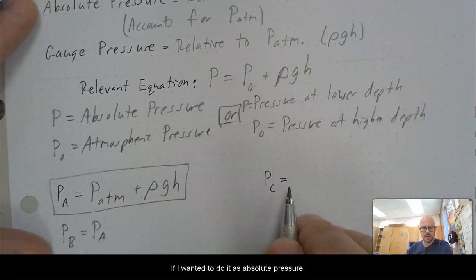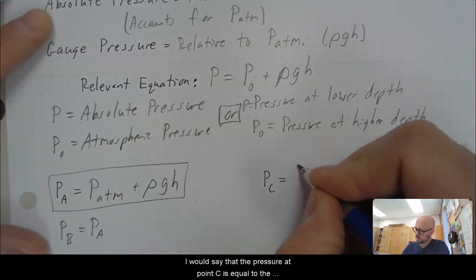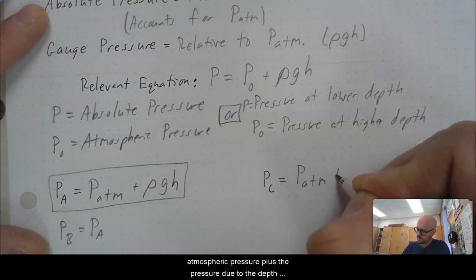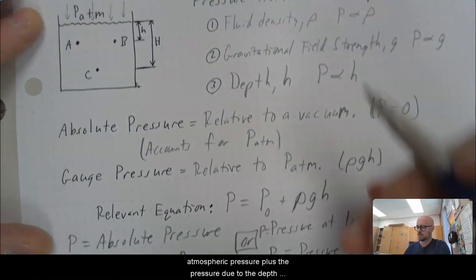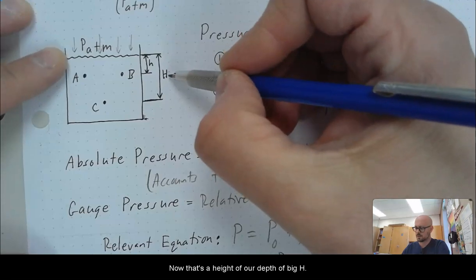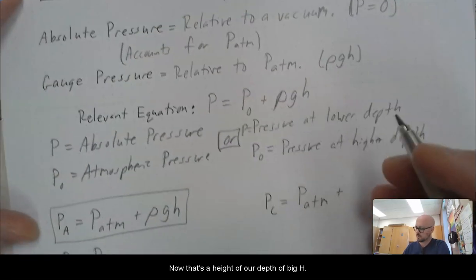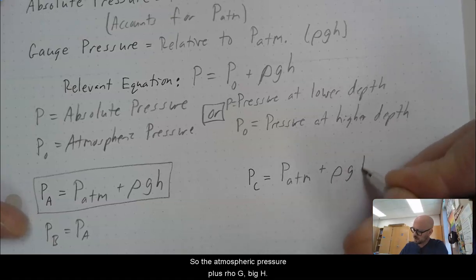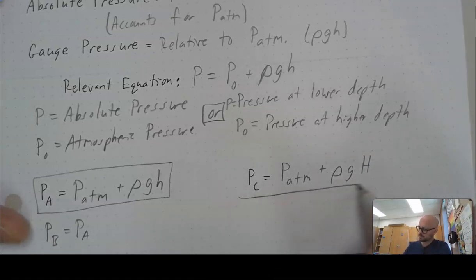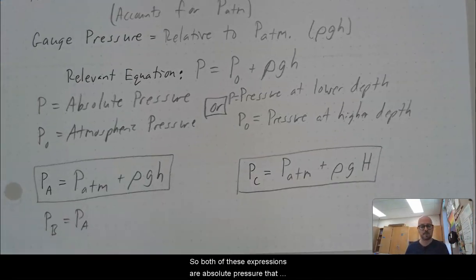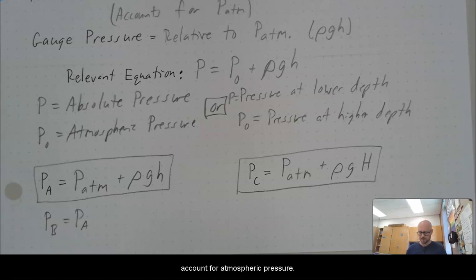If I wanted to do it as absolute pressure, I would say that the pressure at point C is equal to the atmospheric pressure plus the pressure due to the depth within the fluid. Now that's a depth of big H. So the atmospheric pressure plus rho g big H. So both of these expressions are absolute pressure that account for atmospheric pressure.